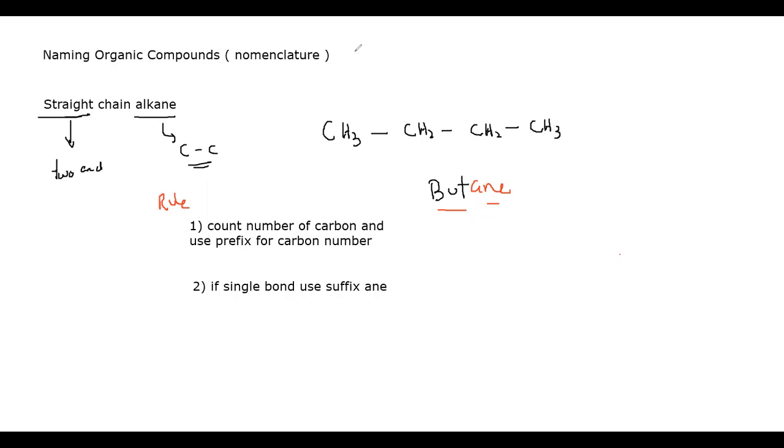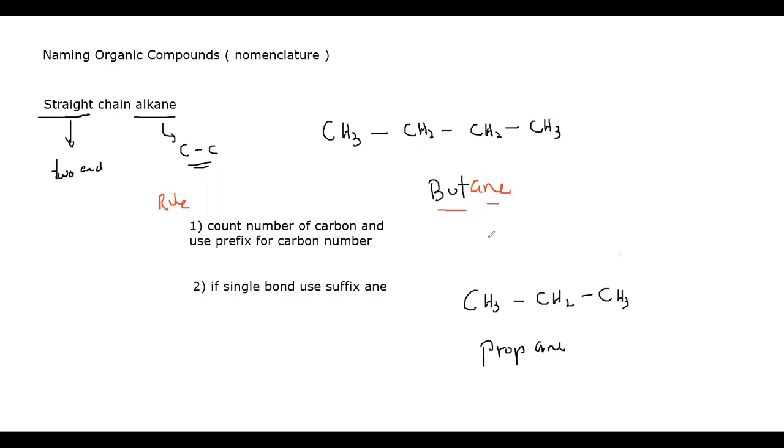Another example, if it is CH3, CH2, CH3. How many carbon atoms are there? 3. What prefix do we use for 3 carbon atoms? So it will be prop. And because throughout the chain they have a single bond, it should be ane. So it is propane.